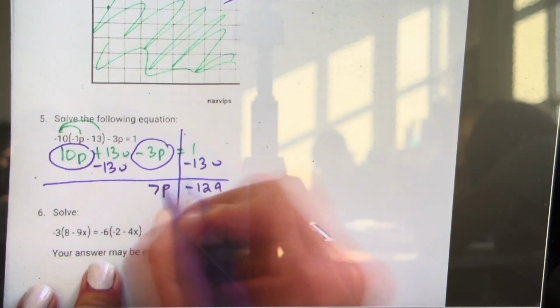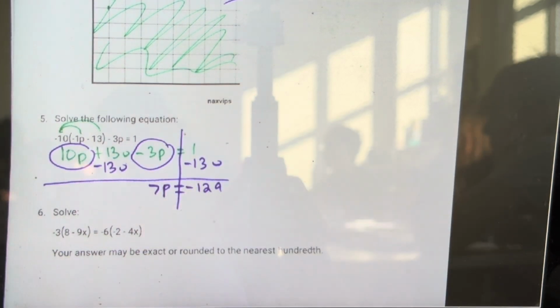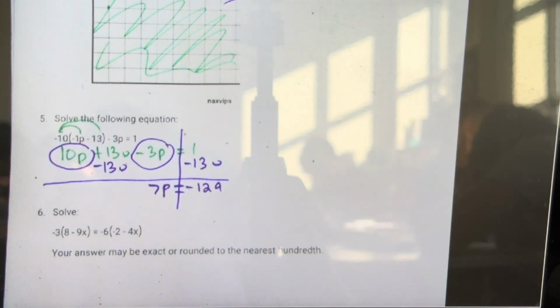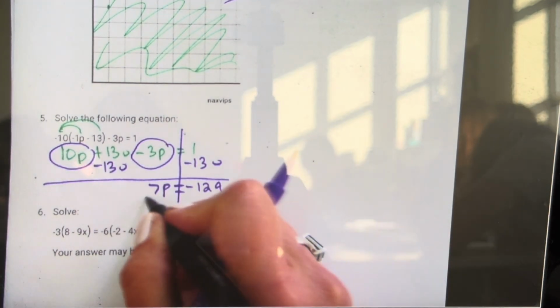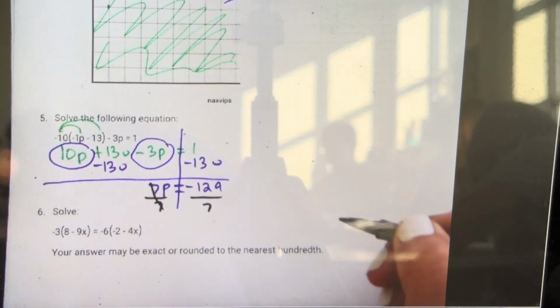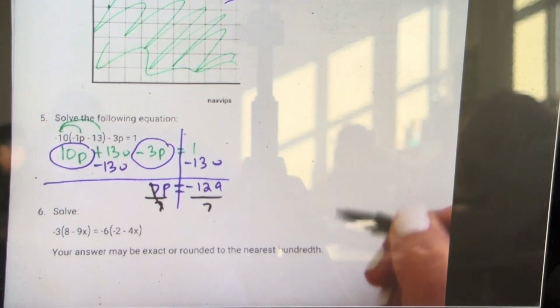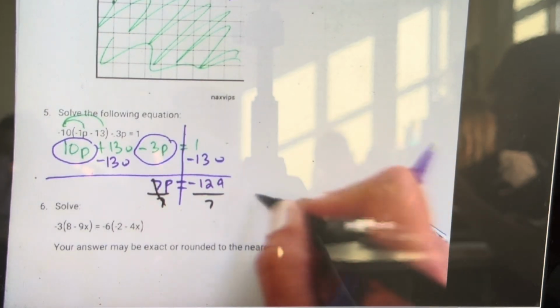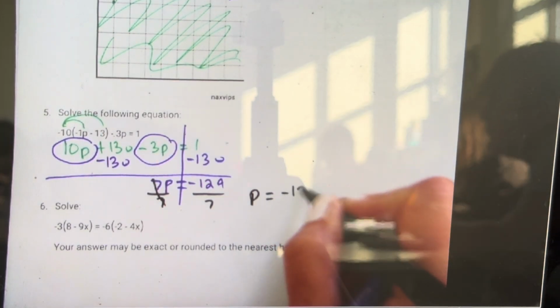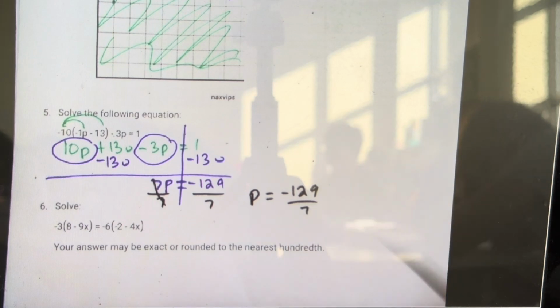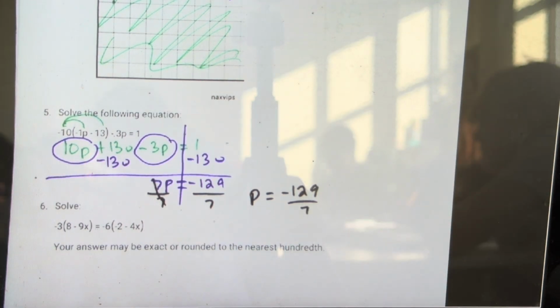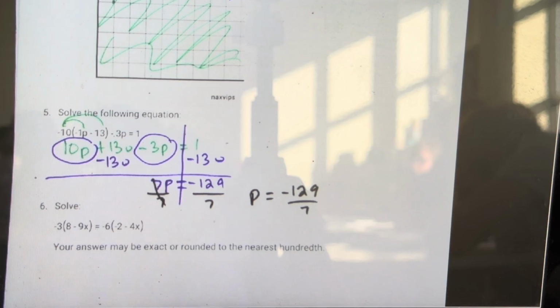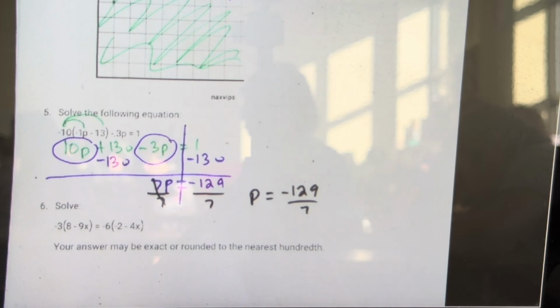And I lost my p. Bring my equal sign down. What's my last step? Divide. And does 7 go into negative 129? No. And so that is my answer. P is equal to negative 129 divided by 7. And because it is a 7, does the calculator, as far as fractions, like the 7s? No, so I'm not even going to do that one by calculator.